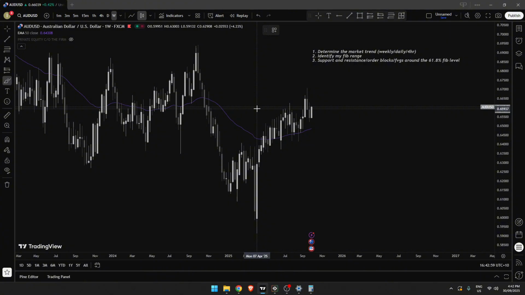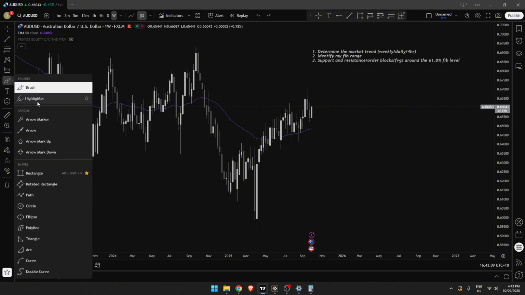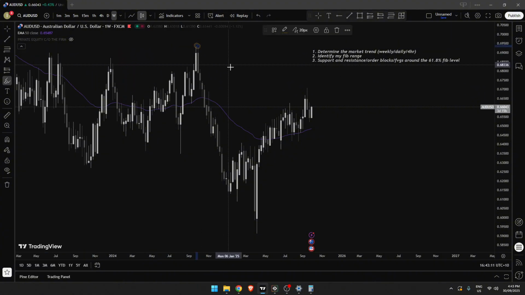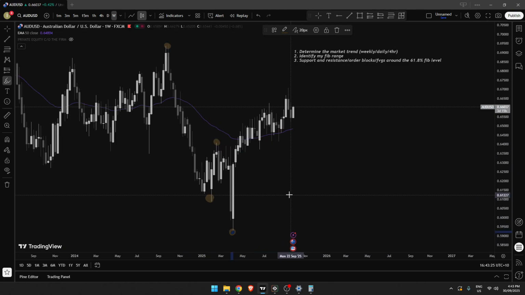So I use the extreme swing points and recent breaks in these swing points to determine my trend. So starting up here on the weekly, oops, that's the wrong one. Use a highlighter. We had a swing high. We made a swing low, a swing high, and a swing low. So I use the extreme swing points in the market.